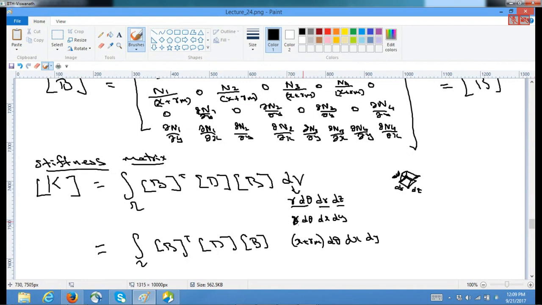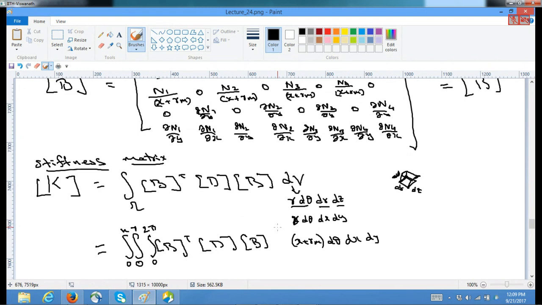And if you integrate it now, you can replace this volume integral by three integrals, where θ varies from 0 to 2π, radial varies from 0 to r, and y would be from 0 to h, where h is the height of the cylinder. So in this manner your integrals have to be computed.